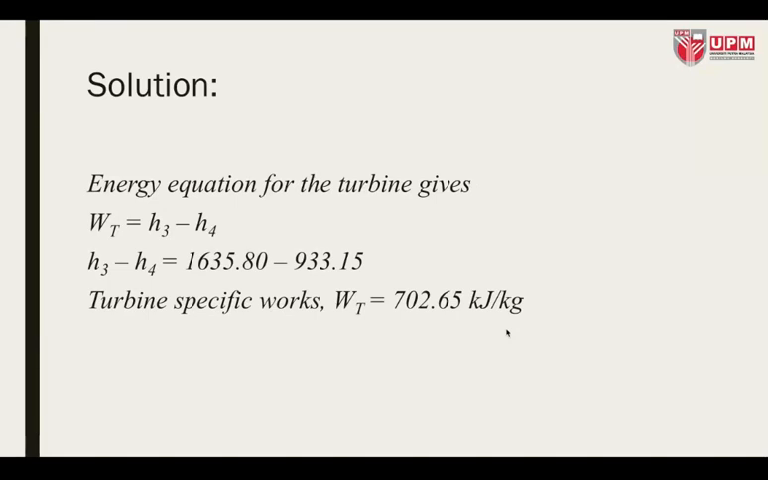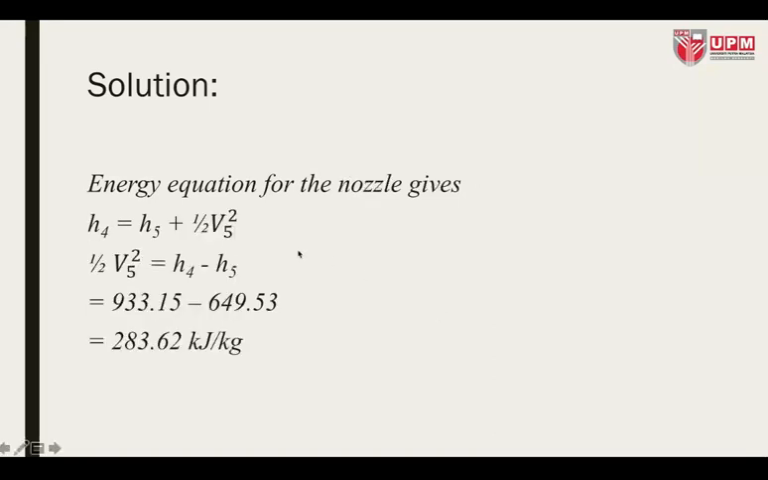The second part of the question is asking us to find the turbine specific work, which is denoted by the symbol W subscript T. For the turbine, instead of using 1 and 2, we use 3 and 4. When the flow goes out from the combustion chamber, the enthalpy at 3 is 1635.80, and we subtract the enthalpy at station 4 at the outlet of the turbine. Okay, and you will get the turbine specific work to be 702.65 kilojoule per kilogram.